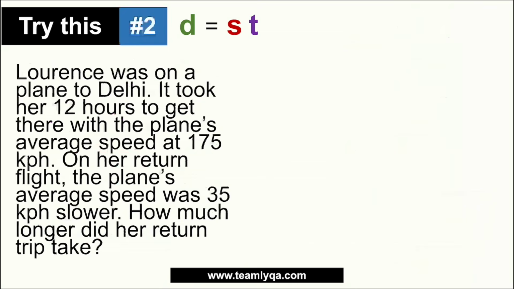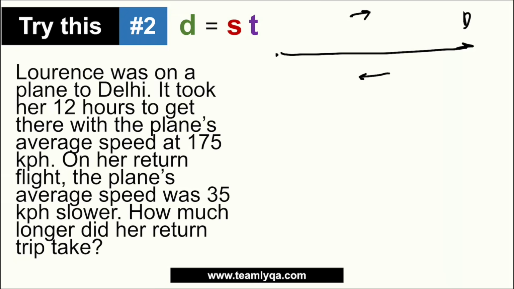Now, number 2. Lawrence, hi Lawrence, kamusta na ikaw? Was on a plane to Delhi. It took her 12 hours to get there with the plane's average speed at 175 kilometers per hour. On her return flight, the plane's average speed was 35 kilometers per hour slower. How much longer did her return trip take? So again, ingat-ingat sa mga terms na ginagamit sa mga ganitong klaseng tanong. So papunta si Lawrence daw sa Delhi. Nung pabalik na siya, iba na yung naging sitwasyon.